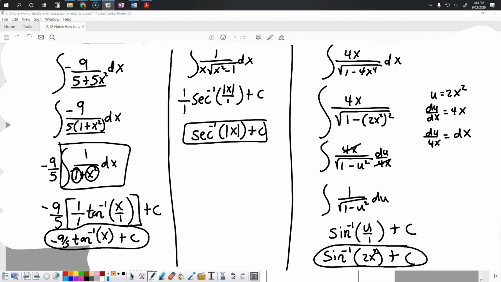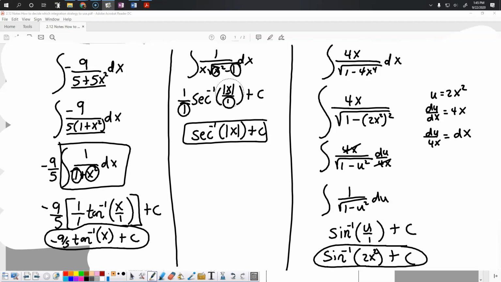Okay. The middle one is an arcsecant. The a is 1, so that goes here and here. A is the square root of this number. And then what goes here is whatever number is being squared, so that would be the x. So that's what goes there. And then once again, we don't really need the 1. So there's our answer.